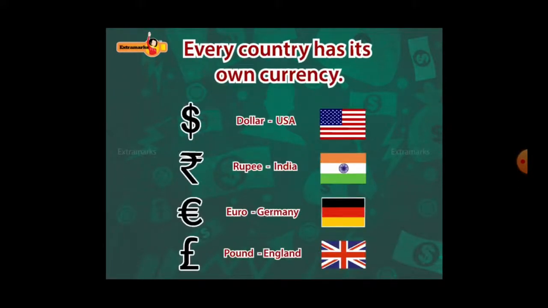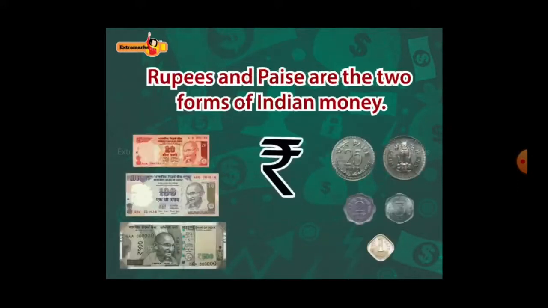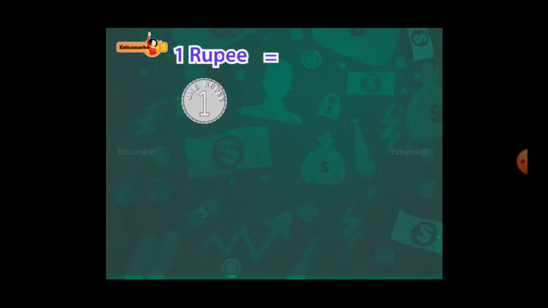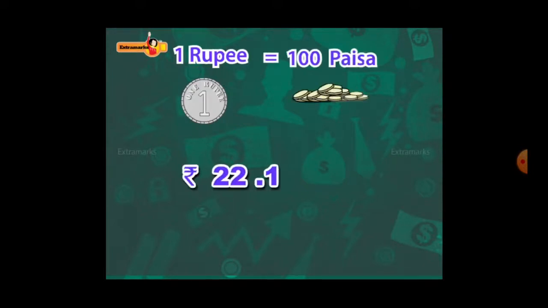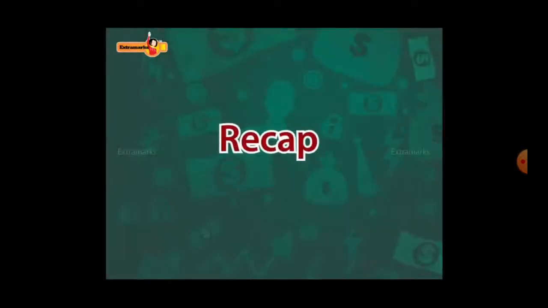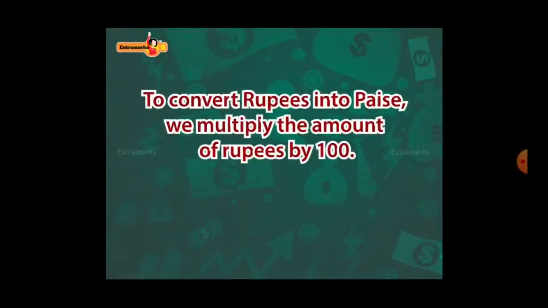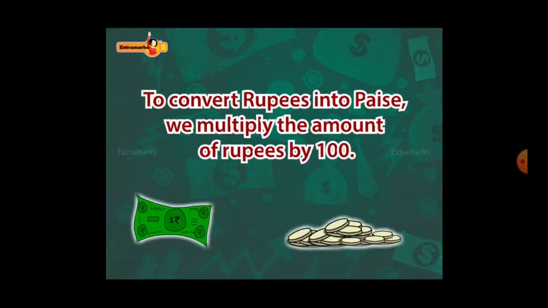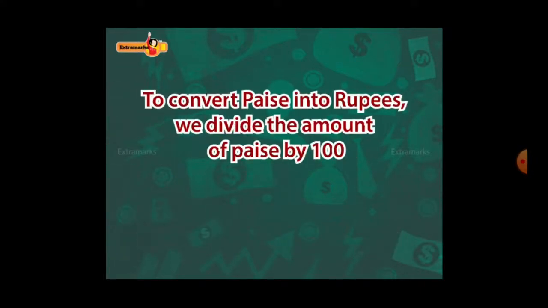Money is the medium of exchange in the form of coins and banknotes. Every country has its own currency. Rupees and paise are the 2 forms of Indian money. A 1 rupee is equal to 100 paise. When we write the amount of money in figures, we separate the rupees and paisa with the decimal. To convert rupees into paise, we multiply the amount of rupees by 100. To convert paise into rupees, we divide the amount of paise by 100.